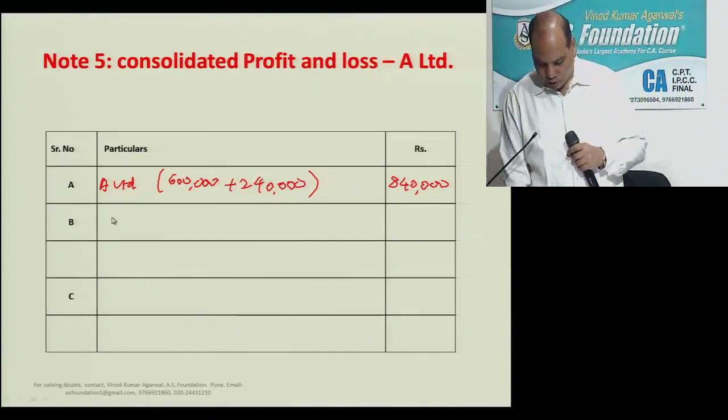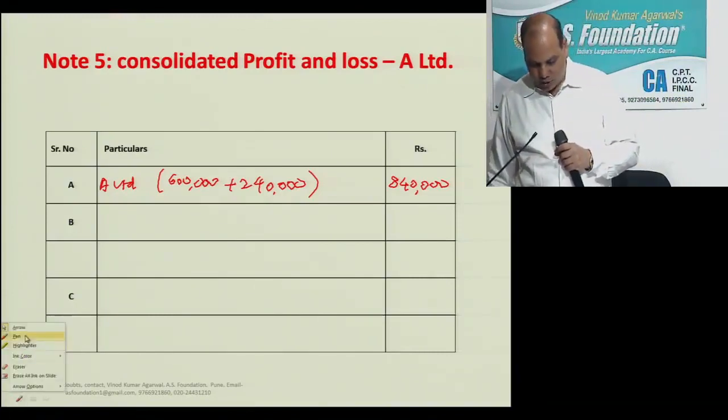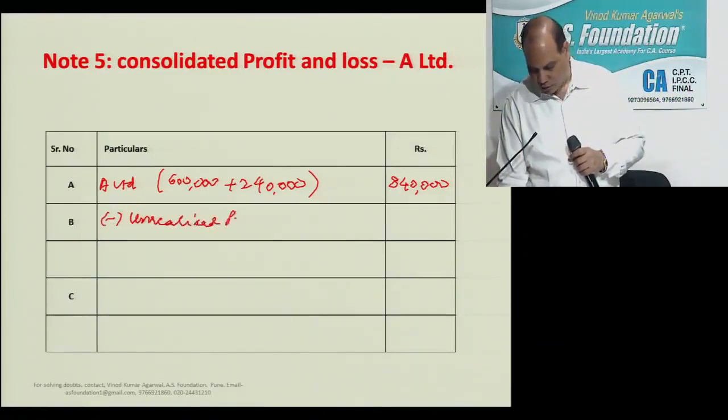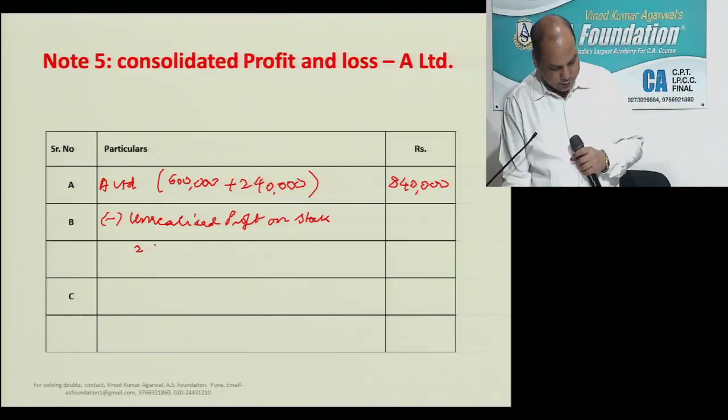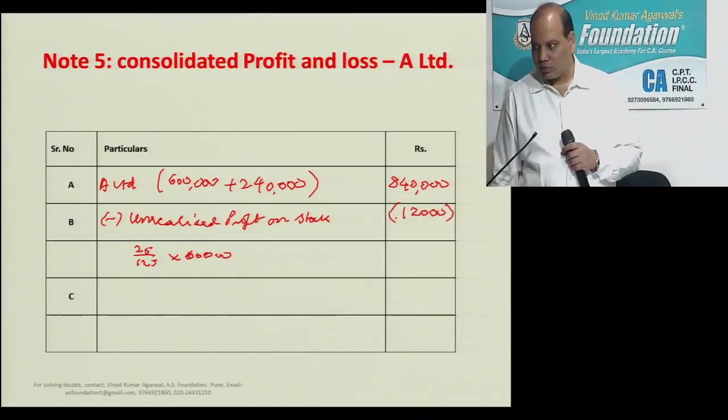So you come to WN5. Point number B, less unrealized profit on stock. Write down the working also. Afterwards you will not remember. 25 by 125 into 60,000. How much is that? Positive or negative? What do you mean by less?